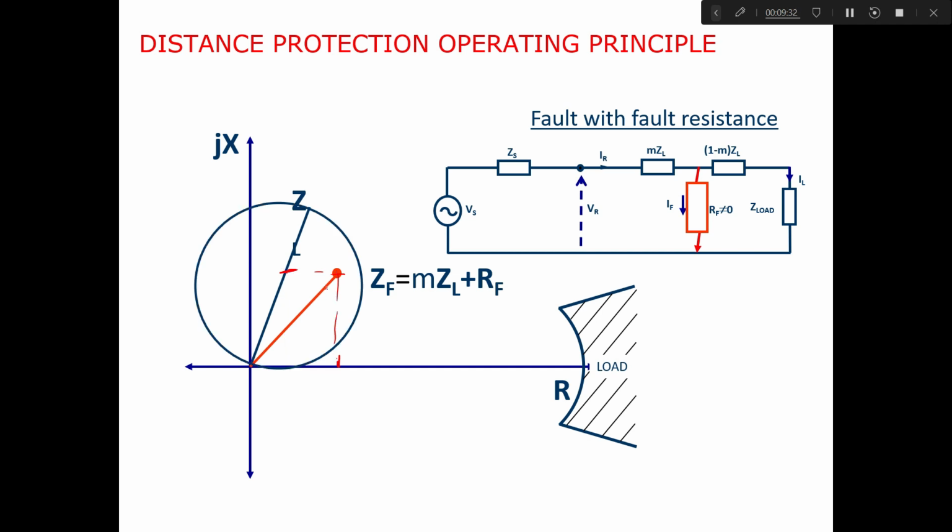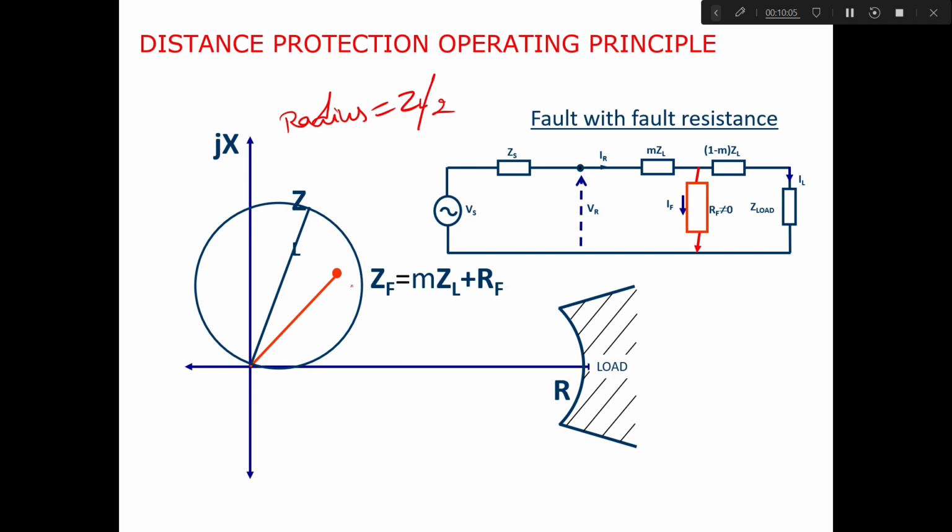What does this mean? This generally means that if you are using, suppose, a circular characteristic, then earlier, if you draw this circle, the radius of this circle is equal to Z by 2, where Z is the impedance of the line. So the diameter is the line impedance. If you draw the circle with line impedance as the diameter, then the relay will measure the impedance up to the fault point, or the impedance of the total transmission line.